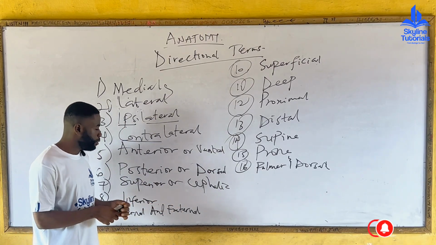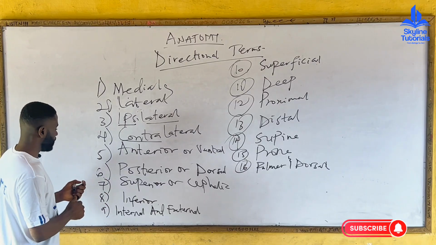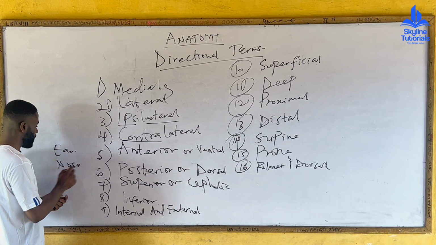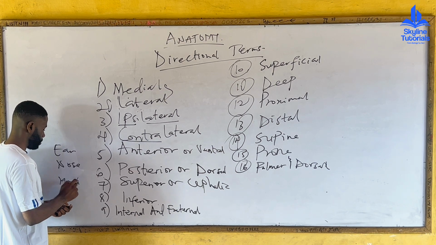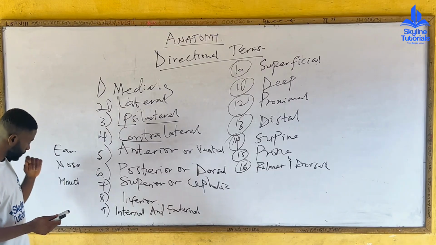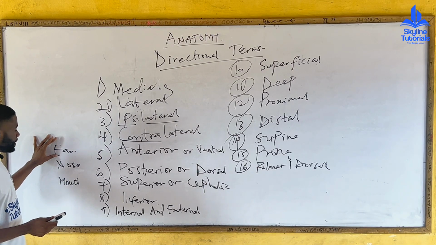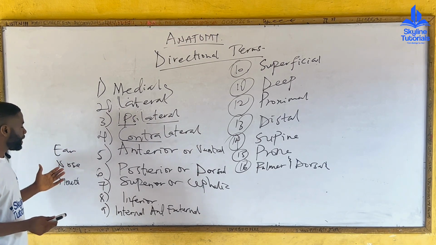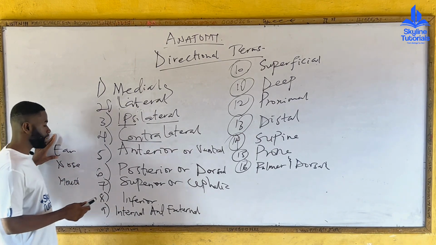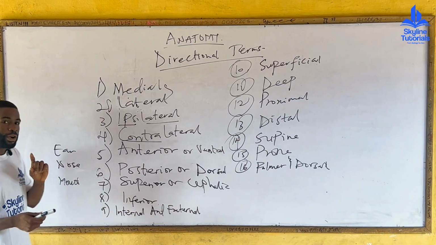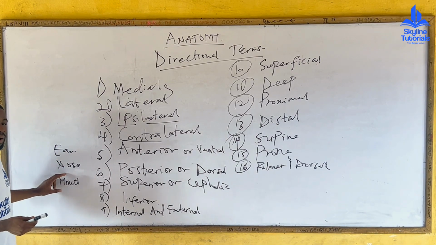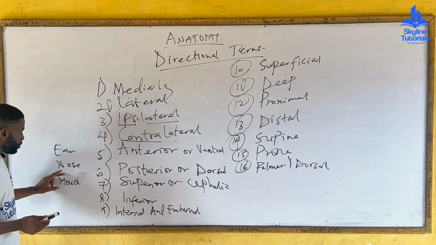If I am looking at these three structures, the ear, nose, and mouth, we are trying to explain how all of these are relative. The ear is more in the upper region than the nose. So we can say that the ear is superior to the nose. On the other hand, the nose is superior to the mouth, while the mouth is inferior to the nose.